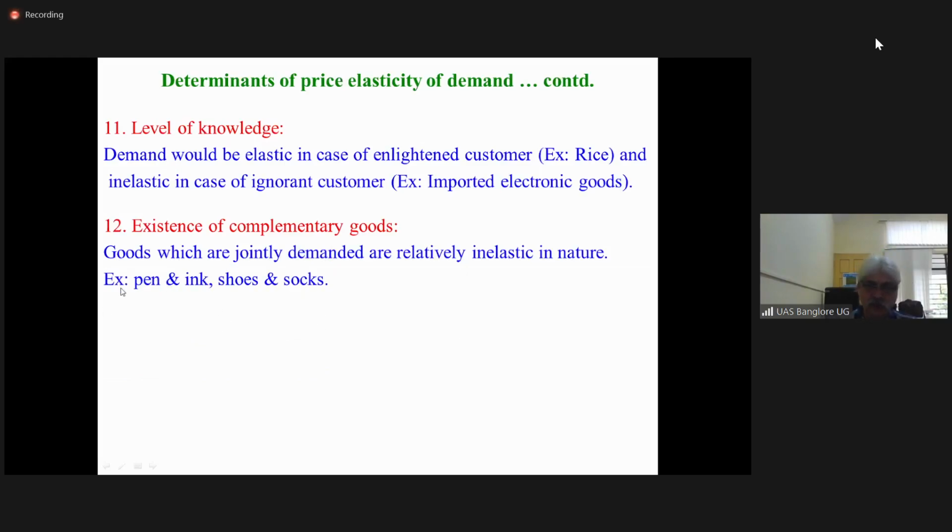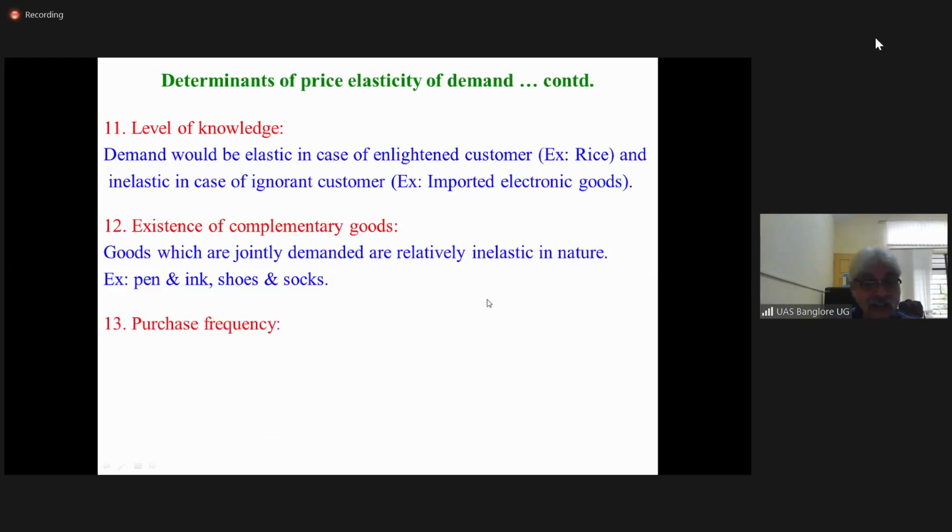If you want to use a pen, here we are talking about a fountain pen, where you fill the ink into the pen and write. Pen and ink, it goes together. Shoes and socks. Some people use shoes and don't use socks, but generally the two go together, shoes and socks. Complementary goods, relatively inelastic demand.